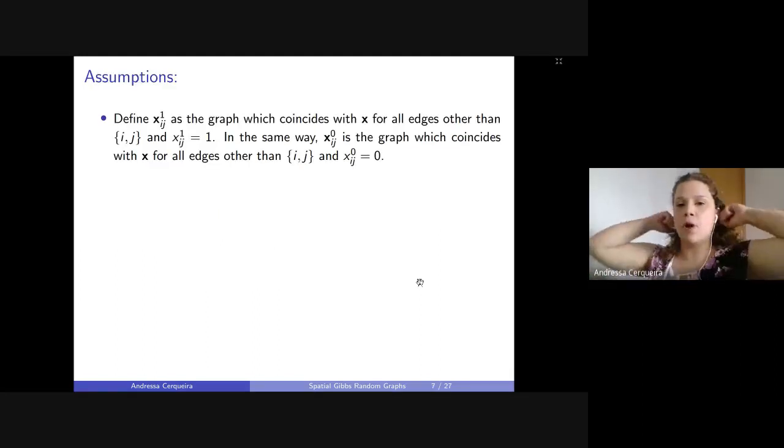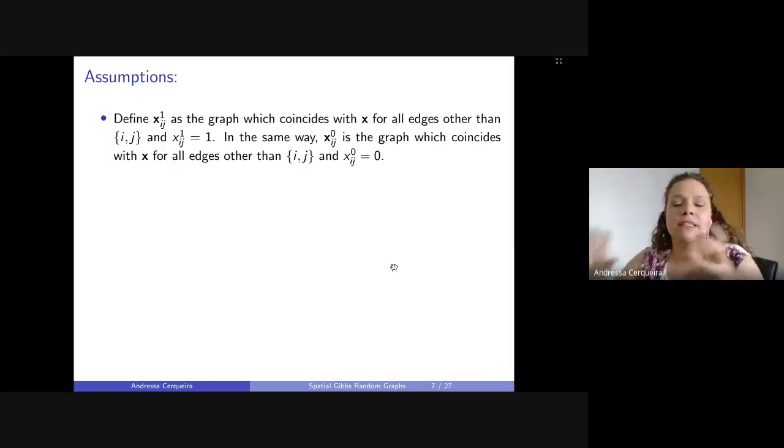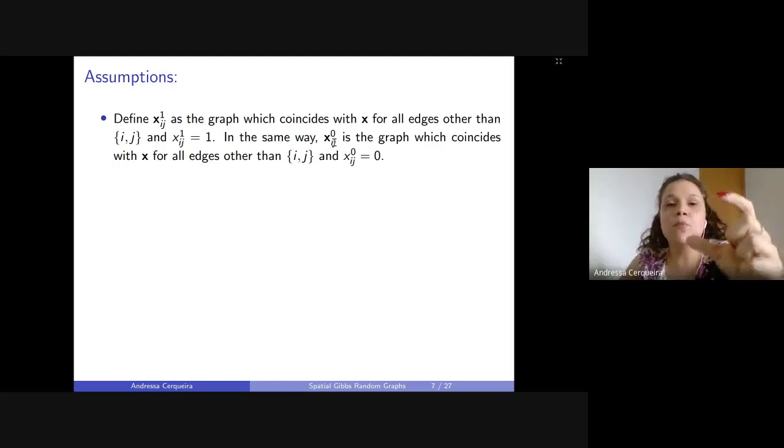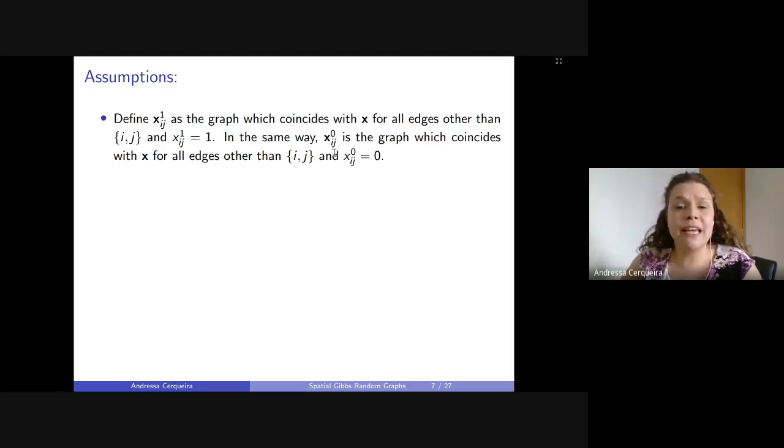Before defining the properties that we need, let me define what a modified graph is. Suppose that we have a graph, here a small one, and suppose that it's fixed. We have already observed this graph, so suppose that we have this graph X. I'm going to define X_ij^1 and X_ij^0. I'm going to pick a pair of vertices i and j in the graph, and then the graph X_ij^1 will be the graph X, but I put the edge ij in the graph. And the graph X_ij^0 is just the same graph, but now I'm removing this edge from the graph. So the idea here is that we are trying to track what's going on when we change just one edge in the graph.